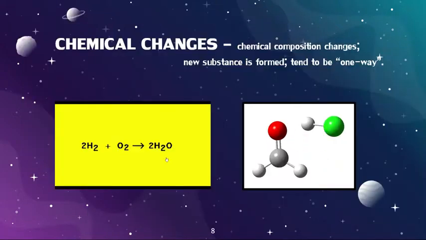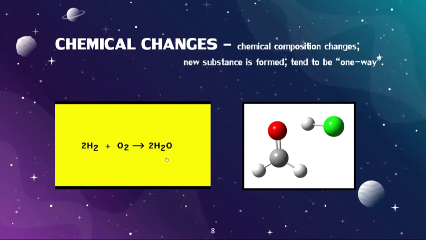Let's now examine chemical changes. So a chemical change is when the chemical composition or the chemical makeup of a substance changes. A new substance is formed, and many chemical changes tend to be one way. And I'll explain what that means as we move through the lesson.